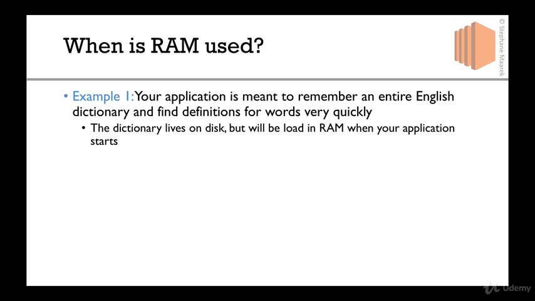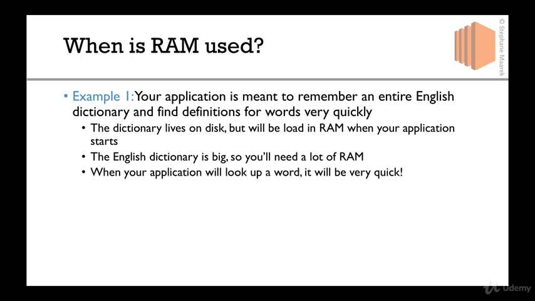Now your dictionary, the whole thing, lives on your disk, but when your application starts, it will be loaded in RAM, okay? So the English dictionary is so big, you may need a lot of RAM, maybe a few gigabytes or tens of gigabytes. But thanks to your dictionary being in the RAM, now when your application looks up a word, it'll be very quick, because it'll be all in memory, all accessible very quickly.